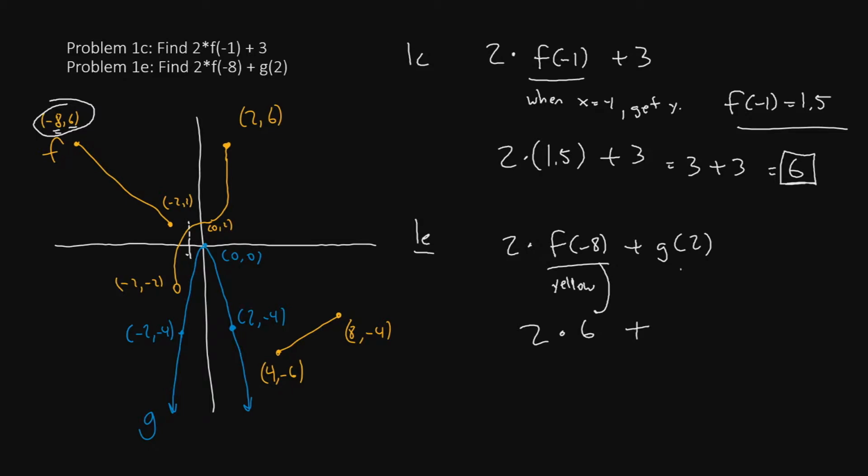So our expression now says 2 times 6 plus g(2). Now we go to the blue line. On the blue line, where x is equal to 2, that's this position, the y is -4. So we'll say plus a -4. Now we do the math. 2 times 6 is 12. Subtract 4 gives 8 as our answer.